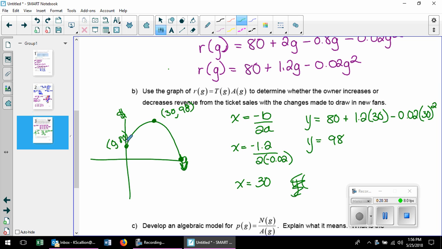So where do we go from that? It says graph to determine whether the owner increases or decreases revenue from the ticket sales made with the draw for new fans. Reading my own sentence wrong. So what does that graph tell us? You need to be able to look at a graph and interpret data from it. What does that graph tell us?